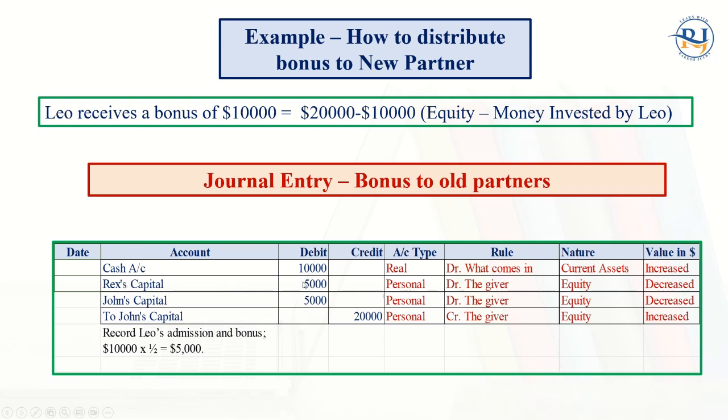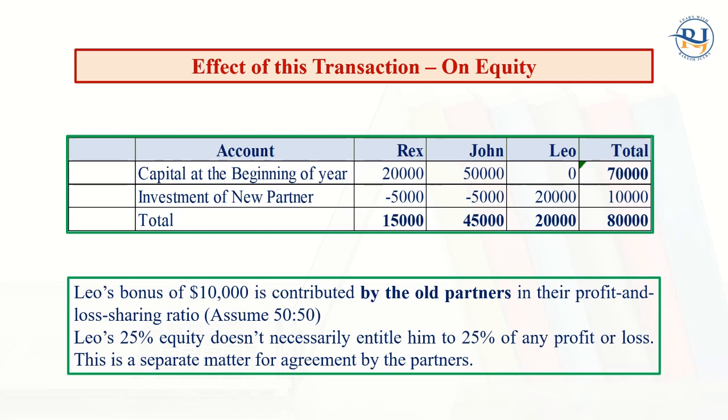So Rex capital $5,000 debit. It means the Rex capital has gone down, and John capital has also gone down, or reduced, by $5,000. Rex and John both sacrifice an equal amount and give it to Leo, the new partner, $20,000. So what will be the effect of this transaction at the end of the period? 20,000 was the opening balance for Rex, and 50,000 was the opening balance for John, and Leo was not having anything. Leo came into existence in the partnership. Now with the $20,000 as the ending total, and 5,000 each that Rex and John have contributed, this will be the new capital for this company: 15,000 for Rex, 45,000 for John, and 20,000 for Leo.